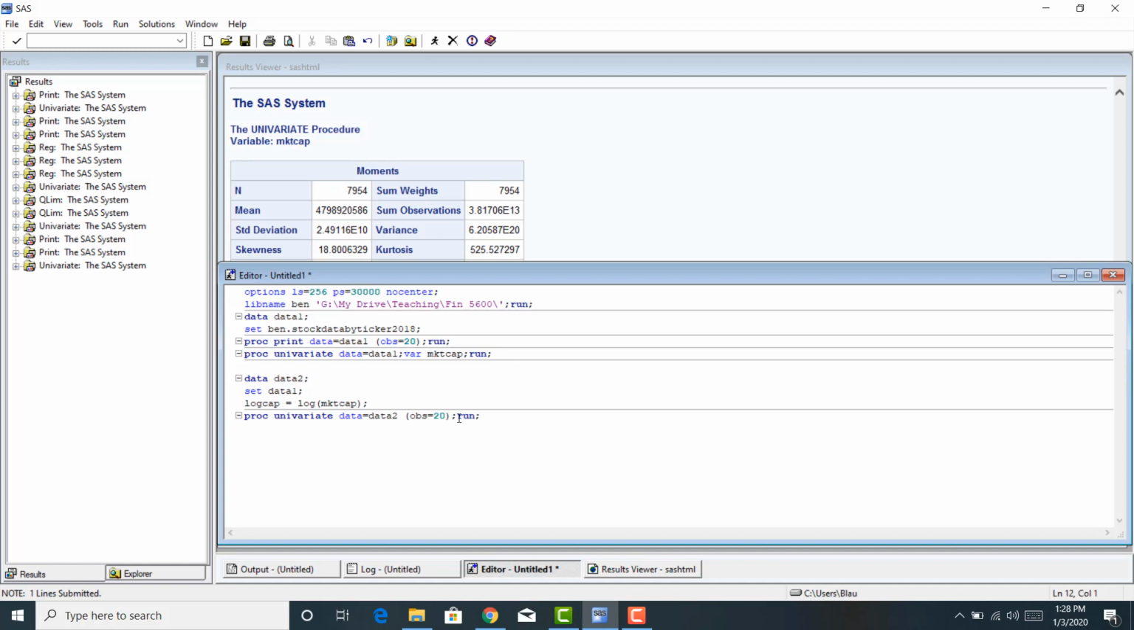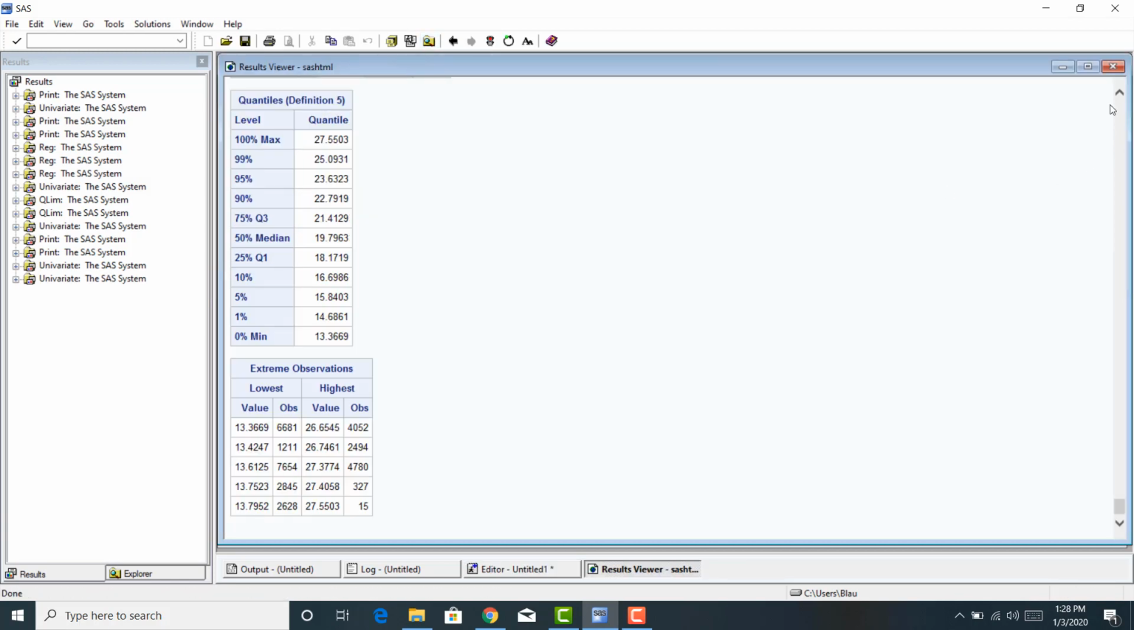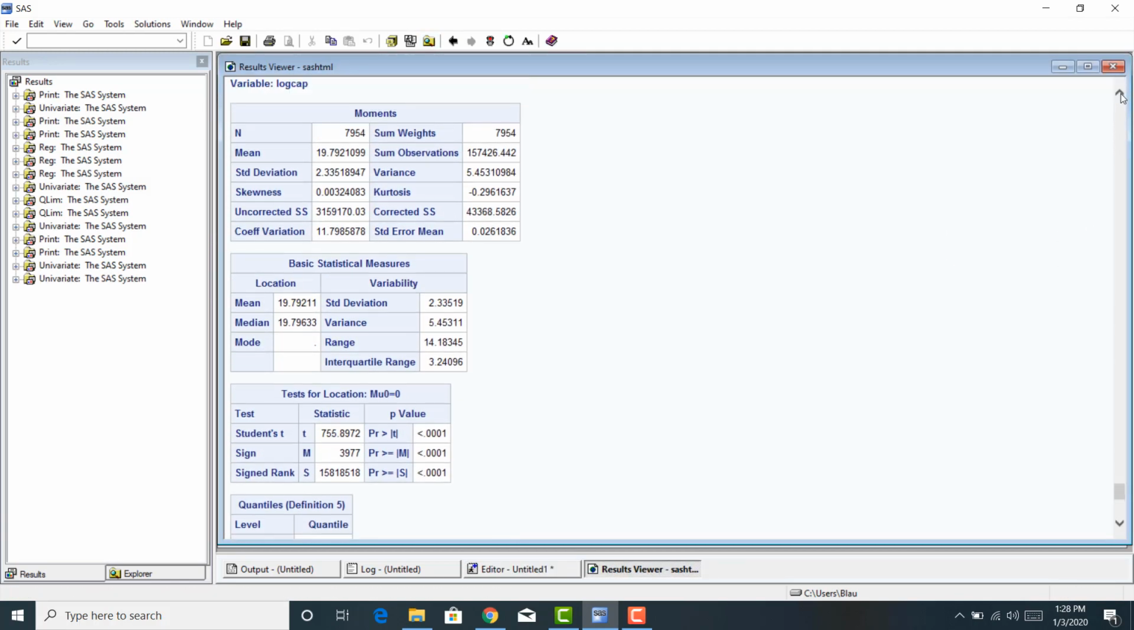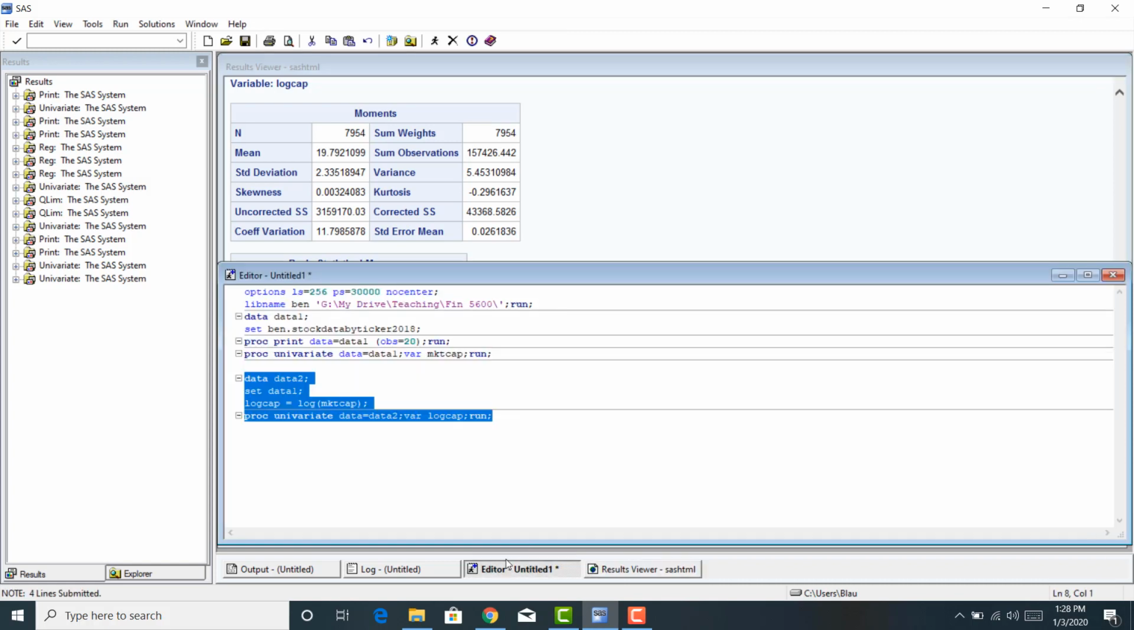I'm going to rerun the Proc Univariate now for the natural log of market capitalization. Let's see if that normalizes the variable a bit. Okay, there's the distribution for log of market cap. Look at what happened here. When I take the log of market cap, the mean and the median almost line up perfectly. The skewness is almost zero. So it did a very good job in normalizing the distribution of market cap.